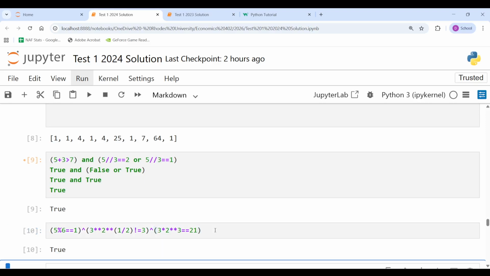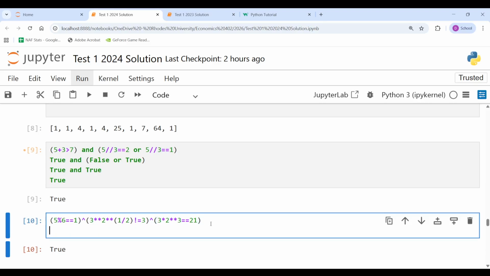I'm just going to run it. What does it evaluate to? True? XOR means that either or is true. One of them has to be true, one of them has to be false. So, or one of them can be false, right?